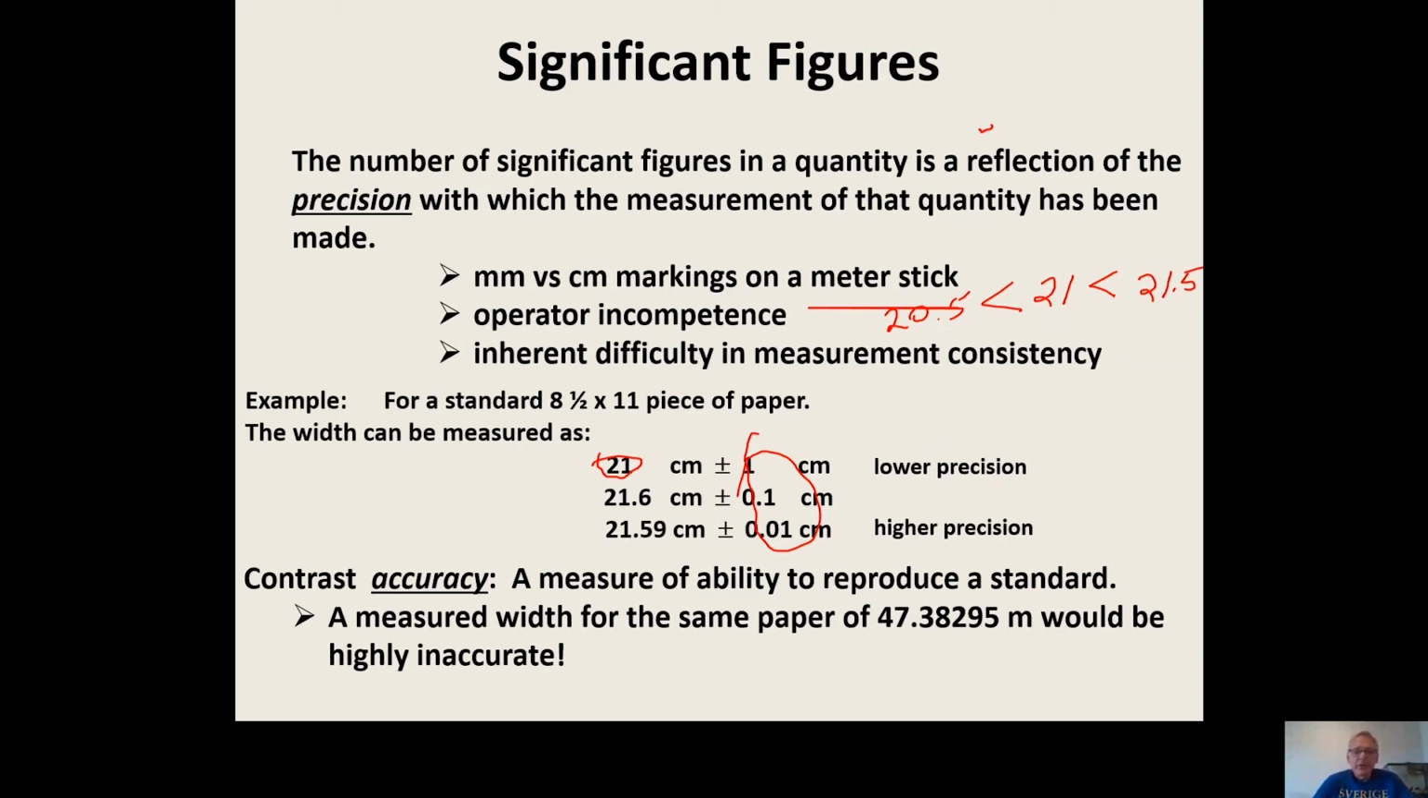Let me give you a really weird example. If you measure the width of a standard piece of paper, right? The width of a standard piece of paper is about this, and you said it was 47.38295 meters wide. That's wider than this room, right? That's like half a football field. If you said your paper this big was half a football field, that's wildly inaccurate.